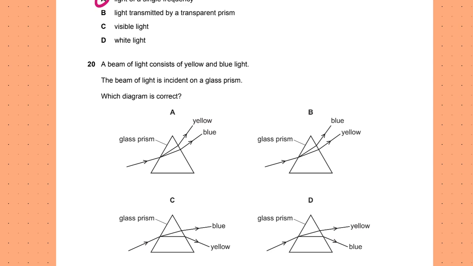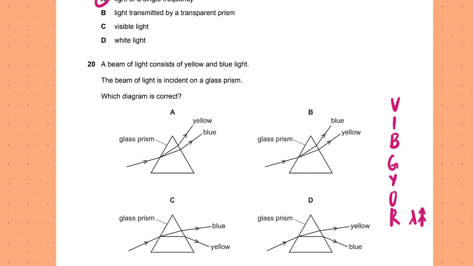A beam of light consists of yellow and blue light. The beam of light is incident on a glass prism. Which diagram is correct? So if I just write down this mnemonic, VIBGYOR, red is the largest wavelength. It also bends the least, right? Red bends the least, violet bends the most. So we are comparing blue and yellow here. So blue is supposed to bend more, yellow is supposed to bend less.